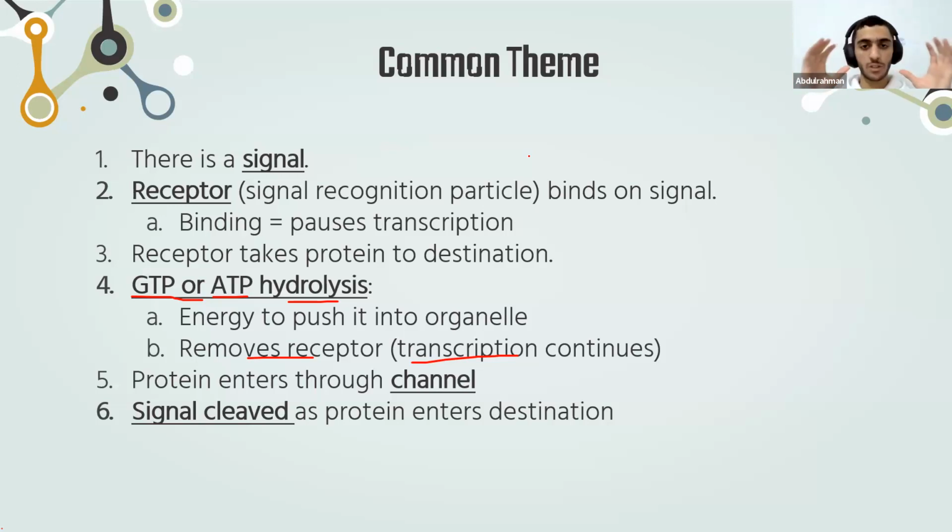So you have a protein which has a signal. This signal is responsible for directing us. And how do we find the signal? Through a receptor. So the receptor for the signal binds on the signal. And once it binds, everything pauses. The receptor takes it over to the area, whatever, let's say it's the nucleus. It takes it to the nucleus.